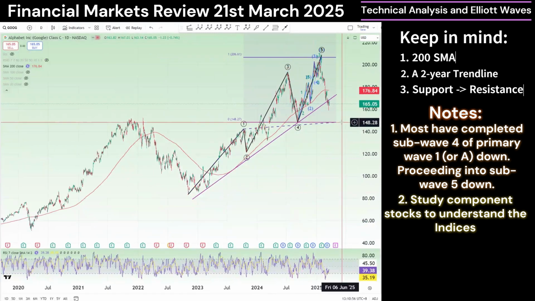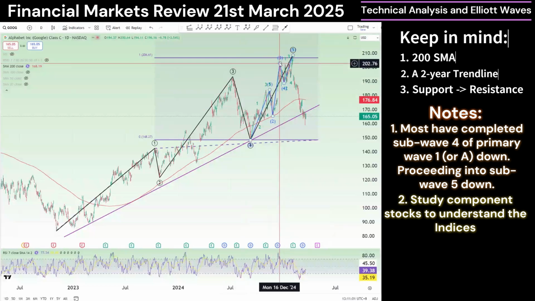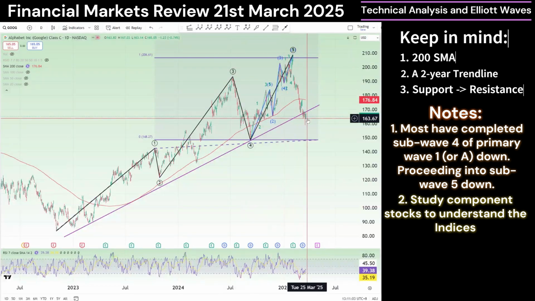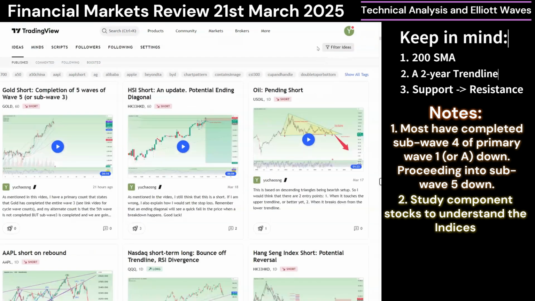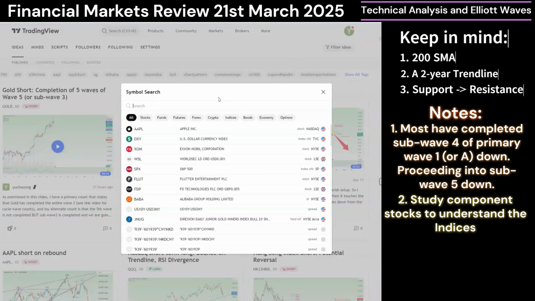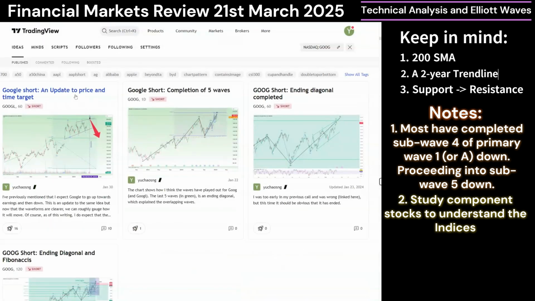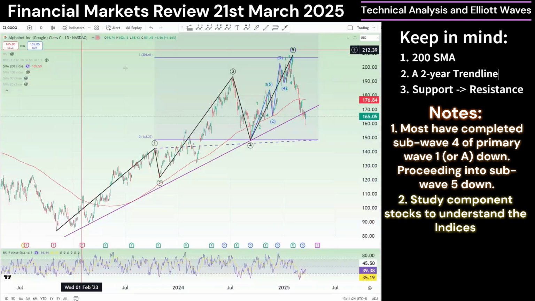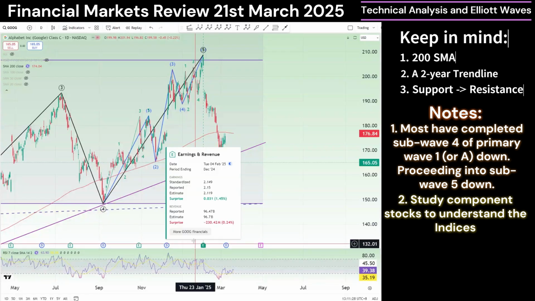Google is a similar situation as the indexes, right? Five wave up, with all the breakdown here, and then it crashes down. So for Google, I actually did a forecast. I called for a short on the 30th of Jan, saying that the short should be done near the earnings, which is on the 4th of Feb.